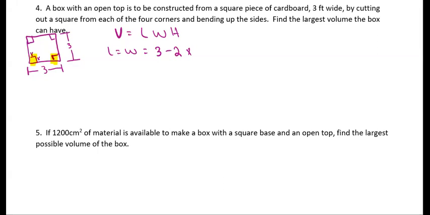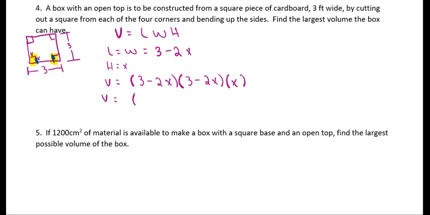Now, as we fold the box up, if you can imagine folding this piece up right here, it's going to be as tall as the side of the square that we cut out, and that's what we just labeled as X. So in this case, our height is going to be X. Let's put all of this into our equation. Volume is length times width times height. The length and the width are both 3 minus 2X, so it looks like 3 minus 2X times 3 minus 2X times our height of X.